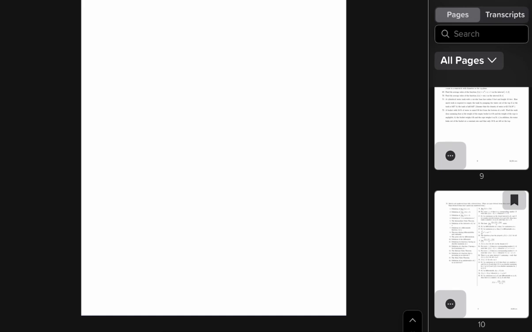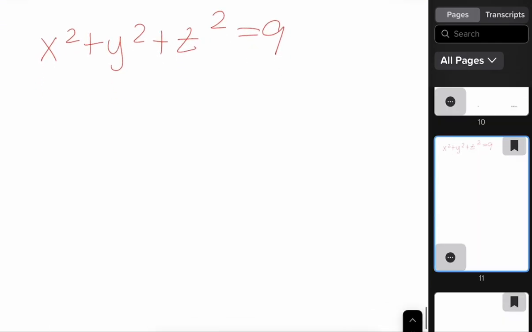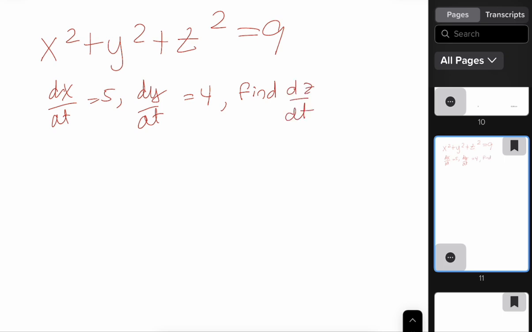Okay, here we go. So let's say that we have x squared plus y squared plus z squared equals 9. dx/dt equals 5. dy/dt equals 4. Find dz/dt when x, y, z equals 2, 2, 1.